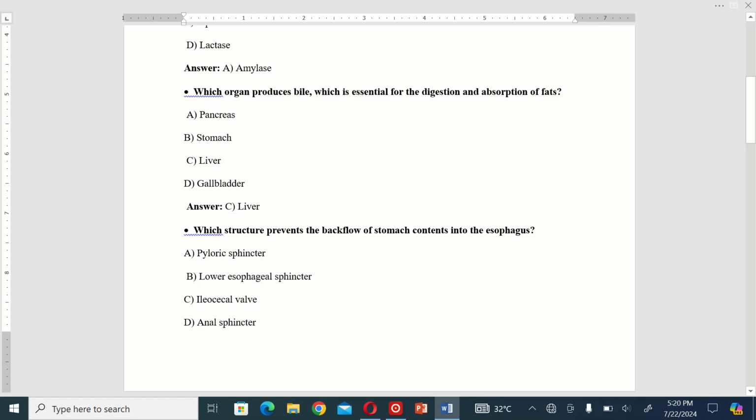Which organ produces bile, which is essential for the digestion and absorption of fat? A. Pancreas. B. Stomach. C. Liver. D. Gallbladder. So the correct option is liver. C.